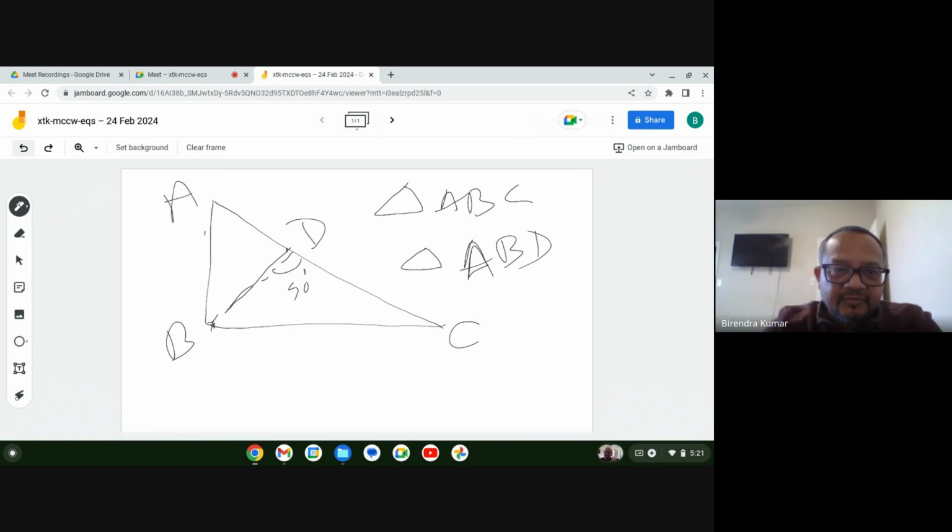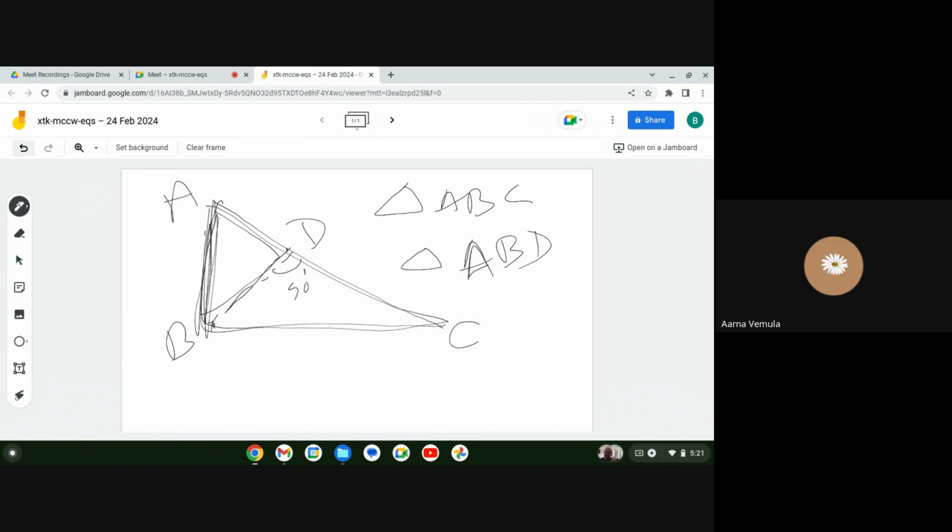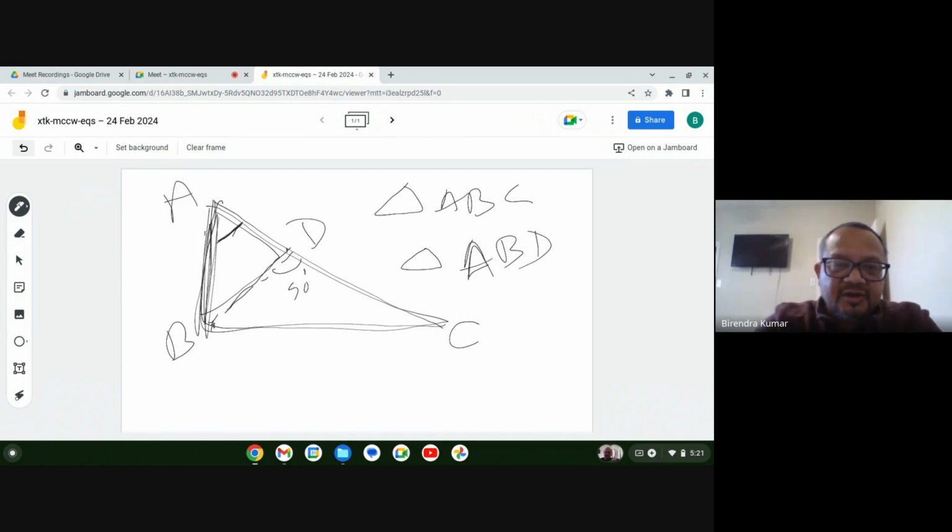What I'm saying is between the triangle ABC and triangle ABD, meaning the smaller triangle and the bigger triangle, what are the things that you see? First, this side AB is common, right? This side is there in both the triangles. And then this angle is also common between both the triangles, the smaller triangle ABD and the bigger triangle ABC. Agree?